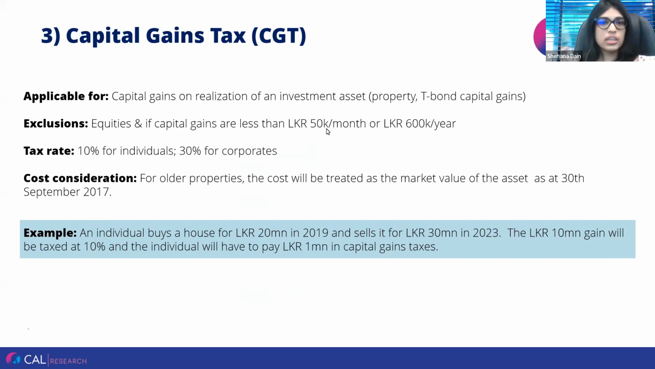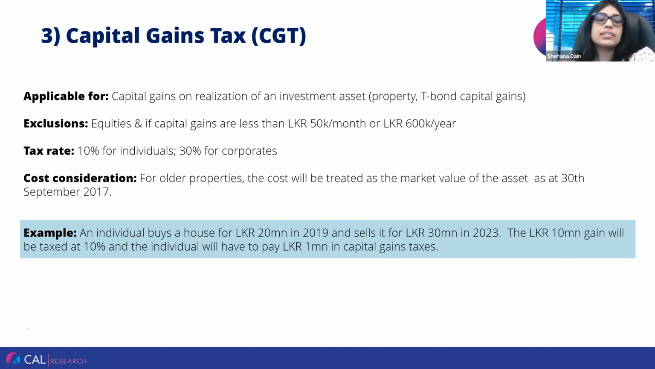So the third type of tax that we will talk about when it comes to investments is capital gains tax. It is applicable for capital gains on realization of investment assets, which includes property, T-bonds, T-bills, and capital gains when it comes to trading of those assets. Excluded are equities, and capital gains of trading less than 50,000 a month or less than 600,000 a year. The tax rate is 10% for individuals and 30% for corporates. The cost consideration, or how a property will be valued, is for all properties treated as the market value of the asset as at 30th September 2017.